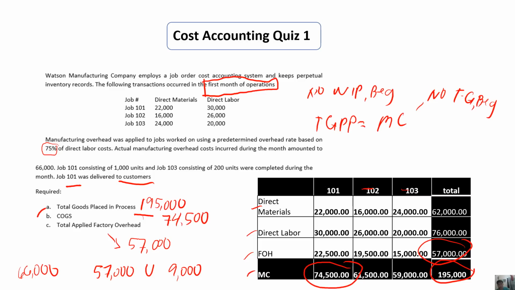So okay lang naman kasi di naman yun ang hinahanap. Ang hinahanap natin dito ay yung total goods placed in process, the cost of goods sold, and the total applied factory overhead. So ayun lang po yung sagot ng ating quizzes.